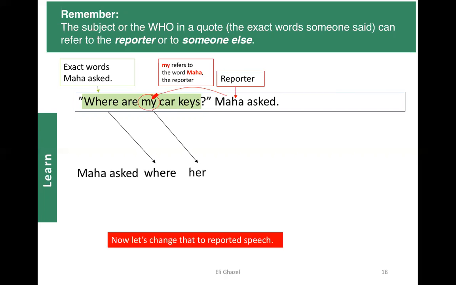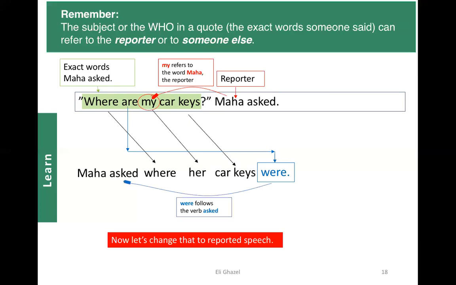However, we need to know that my refers to Maha. And since we are no longer talking to Maha, we are referring to Maha. We cannot say Maha asked where my. We need to say Maha asked where her, because we're talking about her. And after her, we need the car keys. And since it's no longer a question, but a statement, the R will go after the car keys. But since we have asked, which is in the past, we have to change the R to where her car keys were, because where is coming after asked and it has to move into the past.